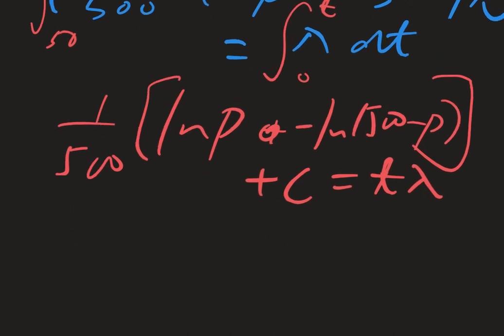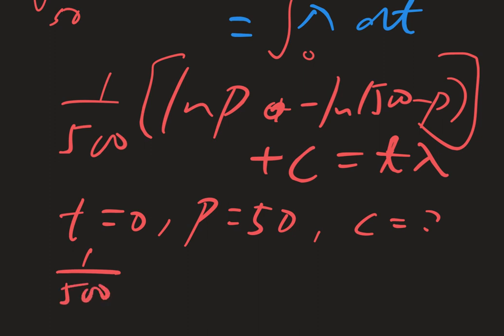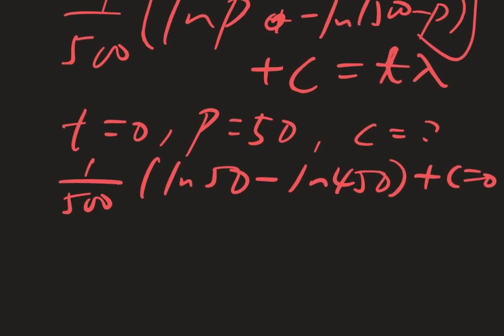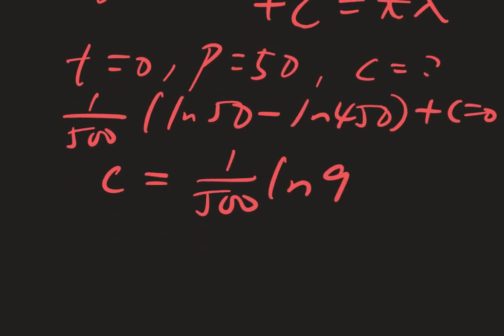t lambda. So when t equals 0, P equals 50, right? Then c equals what? This is where we have to find c from. When t equals 0, t lambda equals 0. Nothing more to say. So 1 over 500 times ln 50 minus ln 450, plus c equals 0. So c itself will become 1 over 500 ln 9. Okay, so this is c.